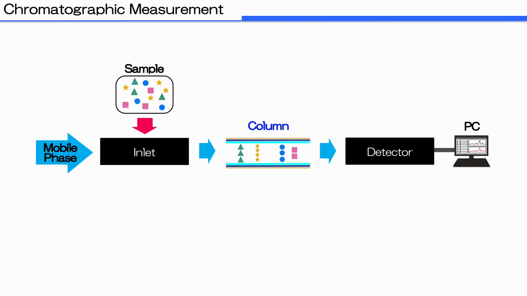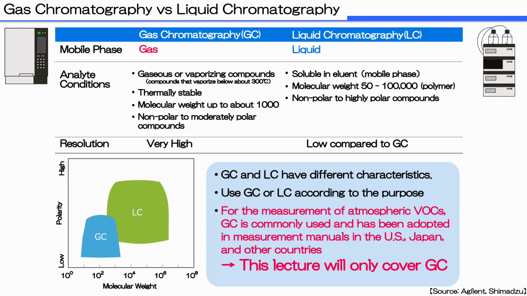Okay then, let me explain about the mobile phase in detail. Gas chromatography versus liquid chromatography. If the mobile phase is gas, it is called gas chromatography or GC. And if the mobile phase is liquid, it is called liquid chromatography or LC.